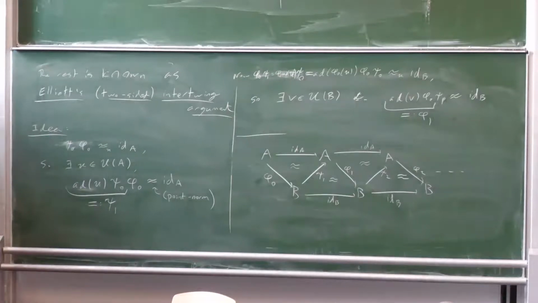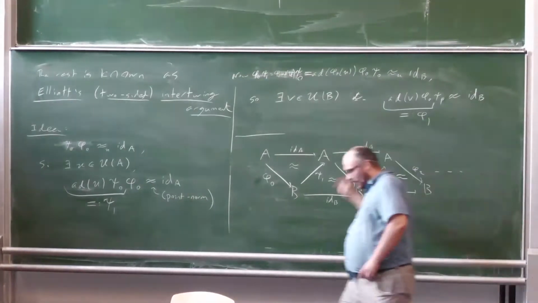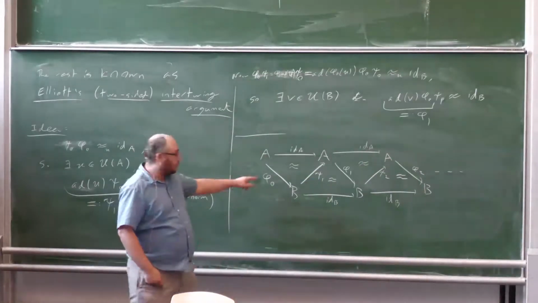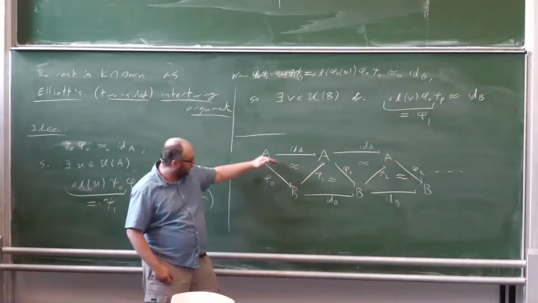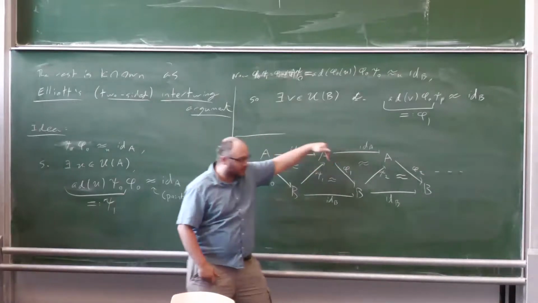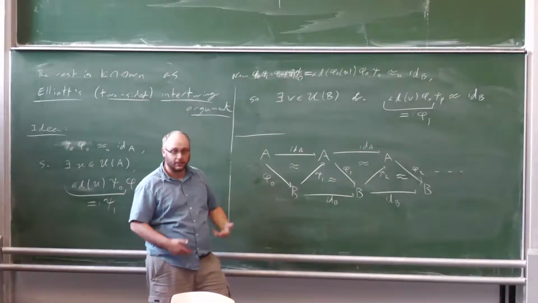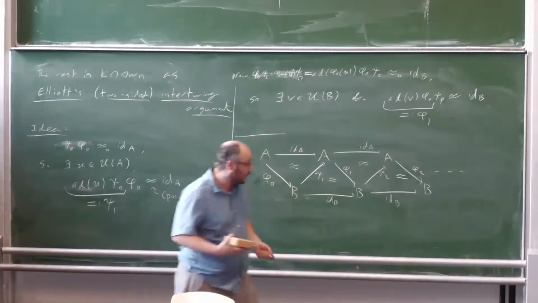So what you get is this two-sided, this is why it's called the two-sided intertwining. You're intertwining these maps between A and B. And what will happen is if you make careful choices of estimates, the phi ns will form a Cauchy sequence and the psi ns will form a Cauchy sequence. Their limits will be actual inverses of each other.